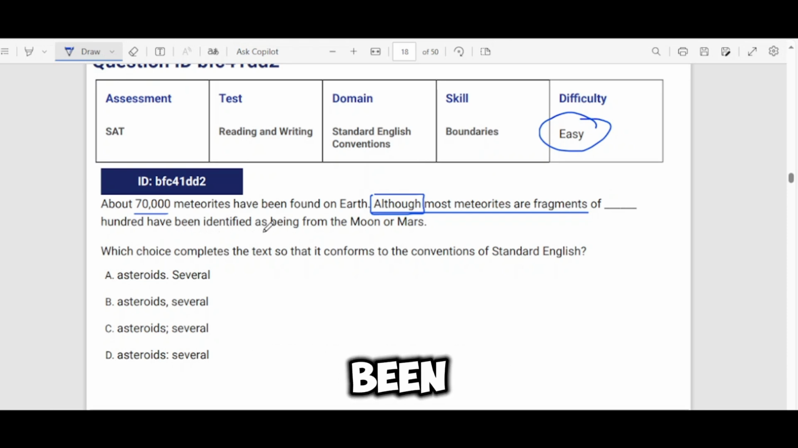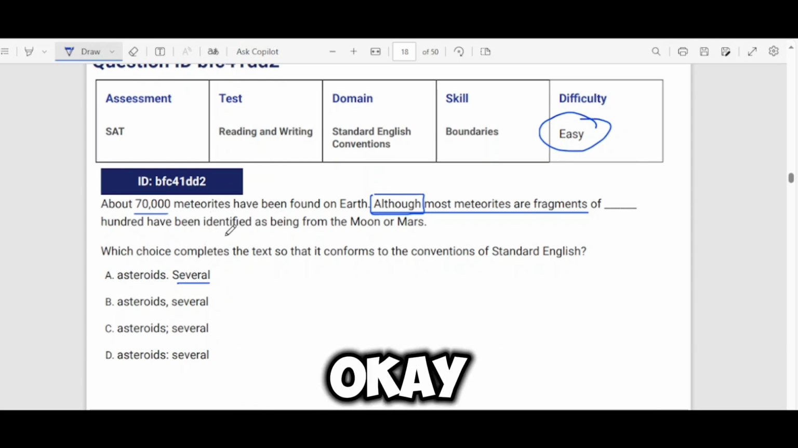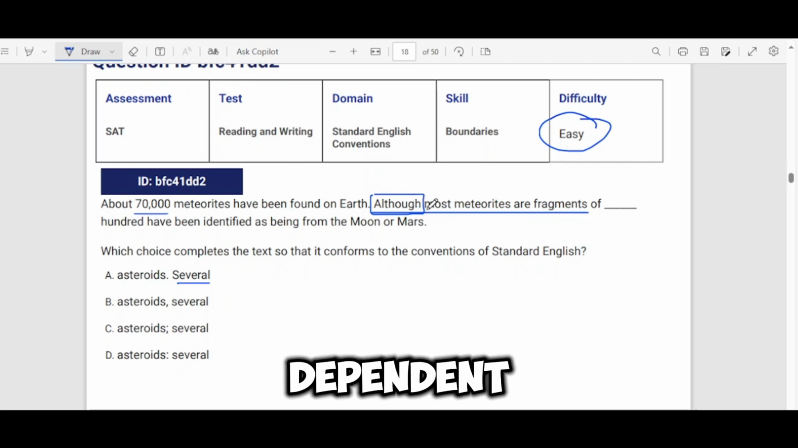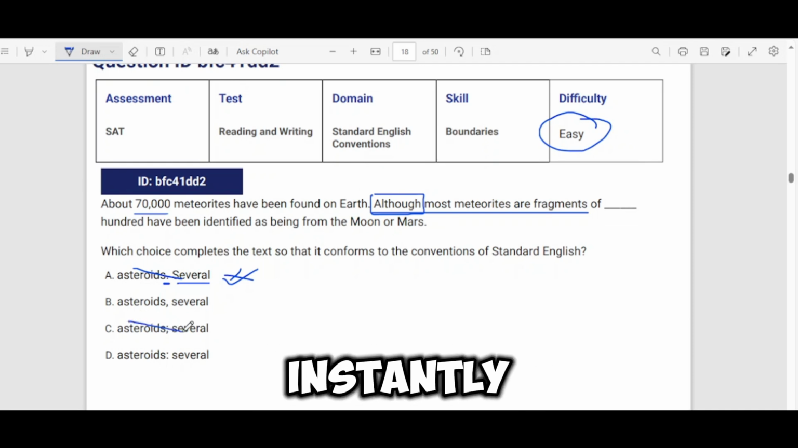Although most meteorites are fragments of asteroids, several hundred have been identified as being from the moon or Mars. Now, what is this? This is an independent clause, because this makes sense on its own. So we've got a dependent clause here and an independent clause. Asteroids, full stop: no, this is incorrect. Why? Because if both were independent, then this would be correct. So this is wrong, and this one will instantly get ruled out.